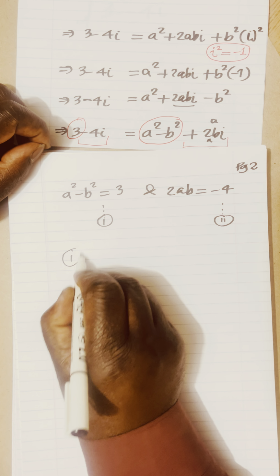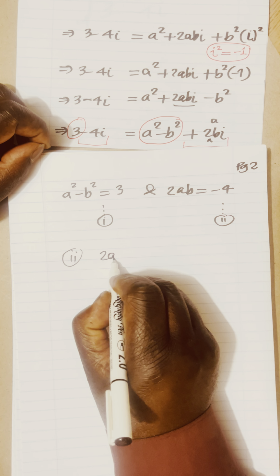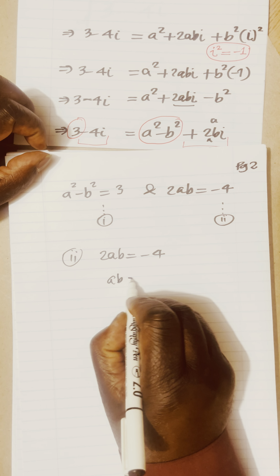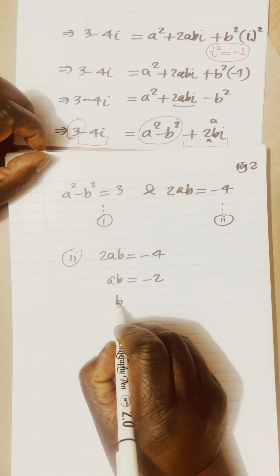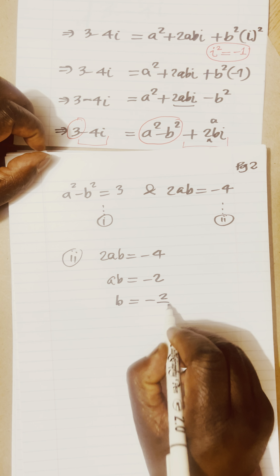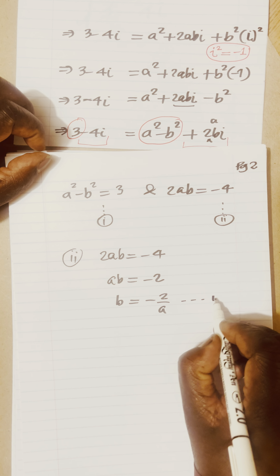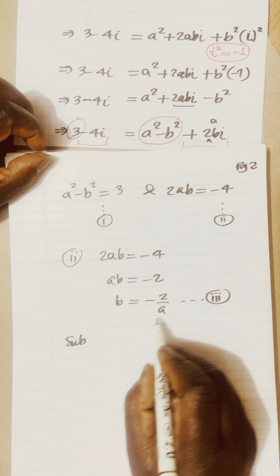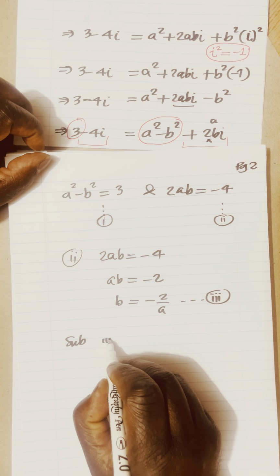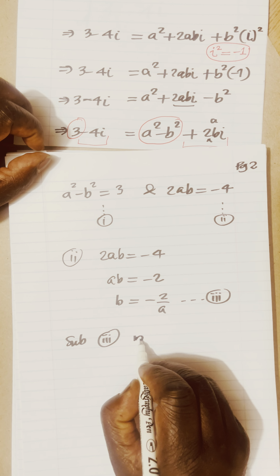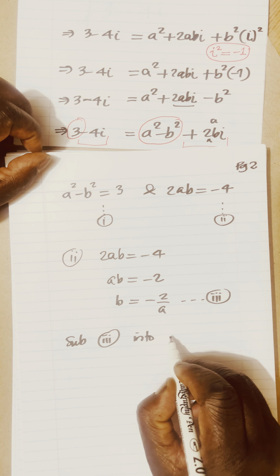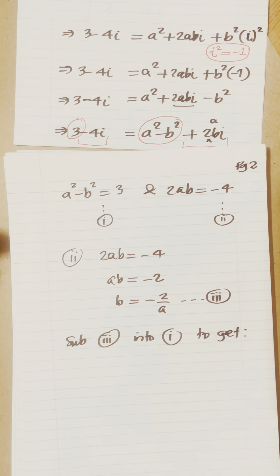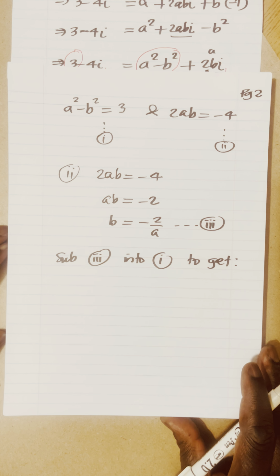Taking equation 2, which is 2ab equals minus 4, divide by 2 both sides, ab equals minus 2, and making b subject to the formula, we have b equals minus 2 over a. Let's call this equation number 3. Now we substitute equation number 3 into equation number 1 to get what?